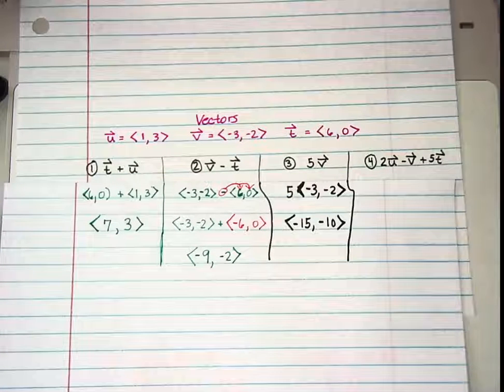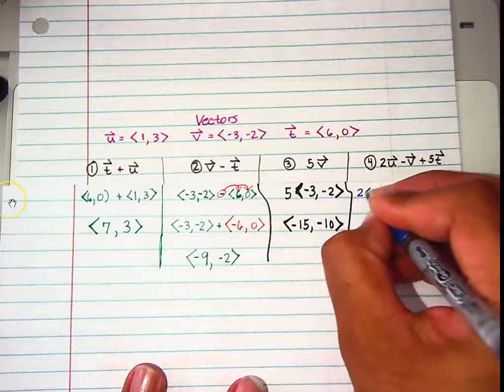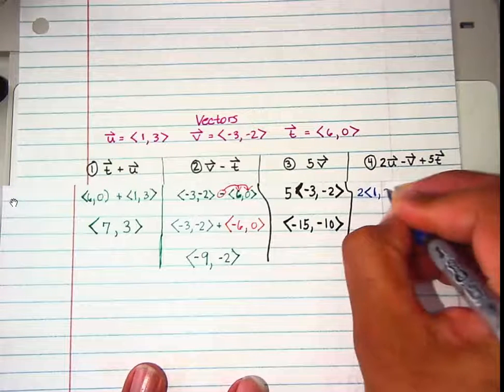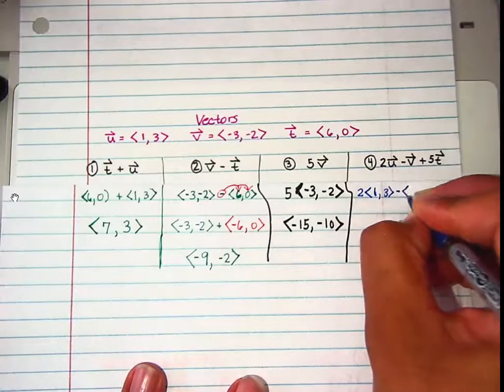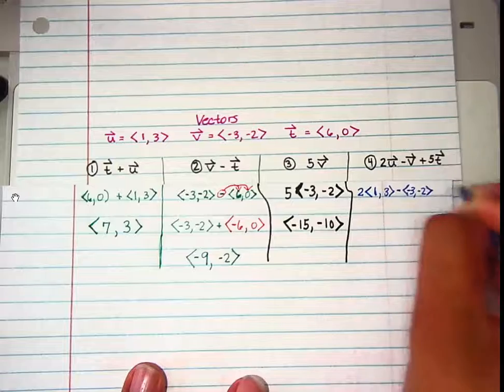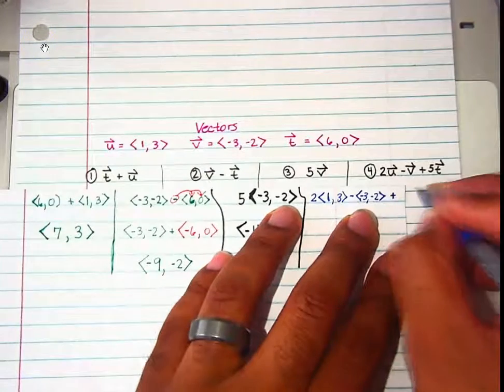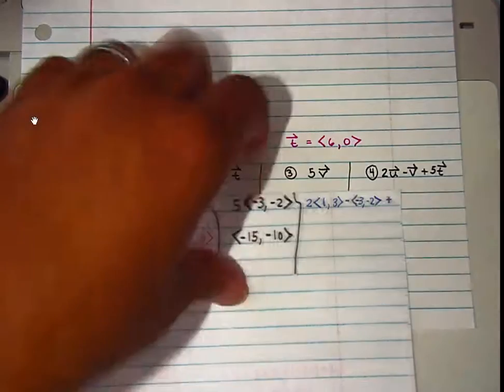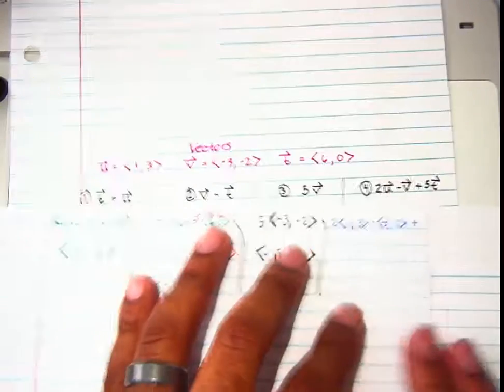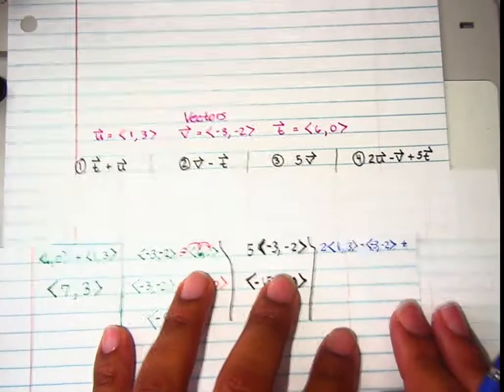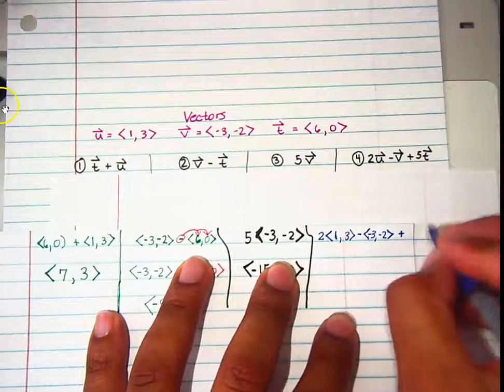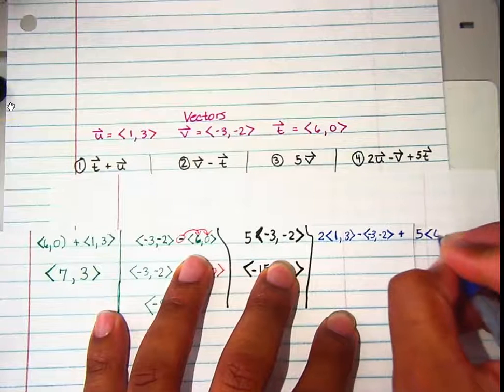All right, and then we have our last one, which is 4. 4 is the one that we actually have to do a little bit of work on, because we're putting everything together. Scalar multiplication is happening, then subtraction, then scalar multiplication and addition. So all this is coming together. So we have 2 times vector u, which is 1 and 3, minus vector v, which is negative 3, negative 2, and then plus 5 times vector t, which is 6 and 0.